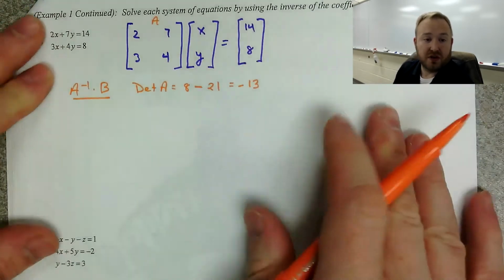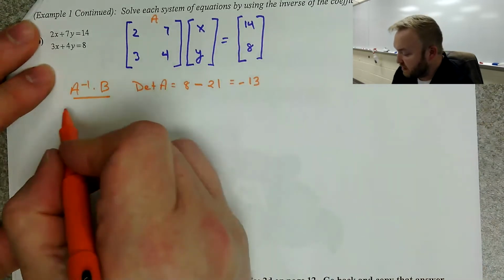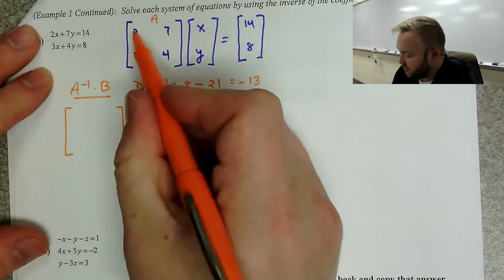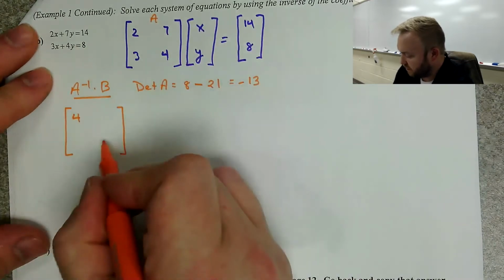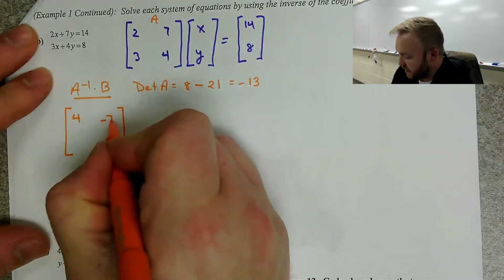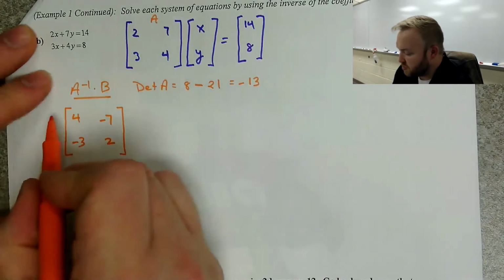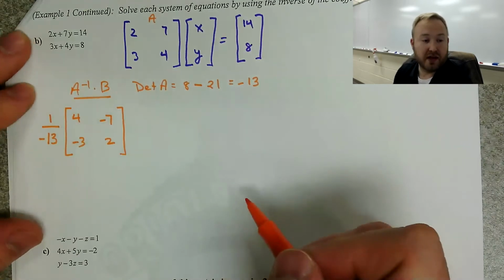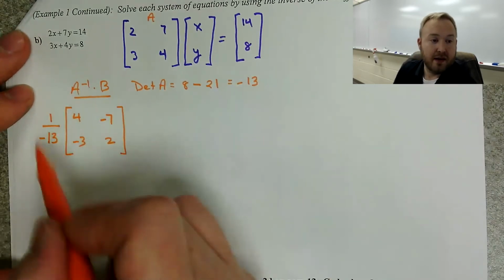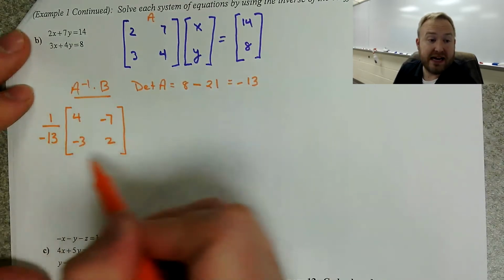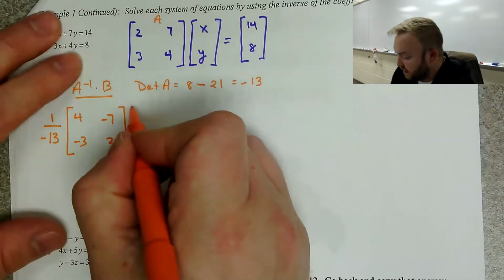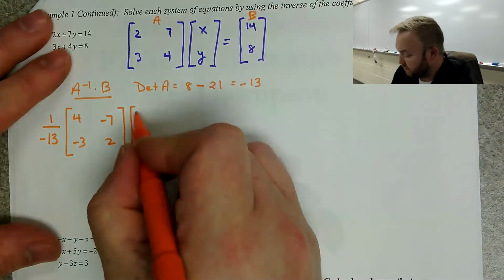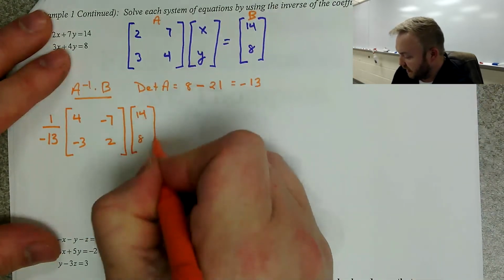Okay, so A inverse times B. Let's see. For A inverse, I do my swap and change. So the 2 and the 4 will swap. And then the 7 and the 3 become negative. And I know I'm supposed to do all of those numbers divided by that determinant. So -1/13. I'm not going to worry about multiplying this out yet. Here's my A inverse that I am now going to multiply by matrix B, which is 14 and 8.